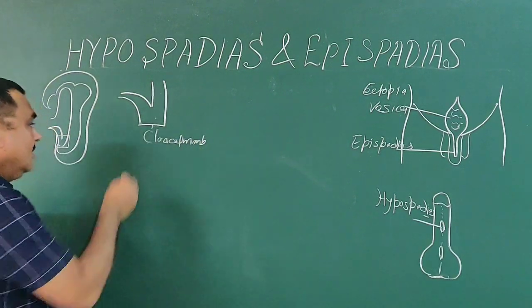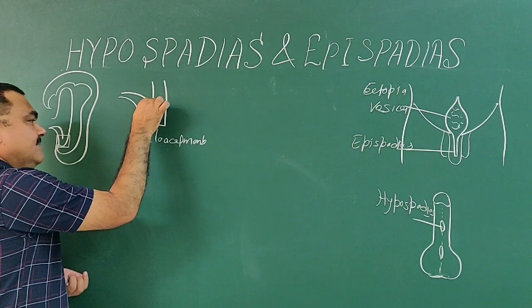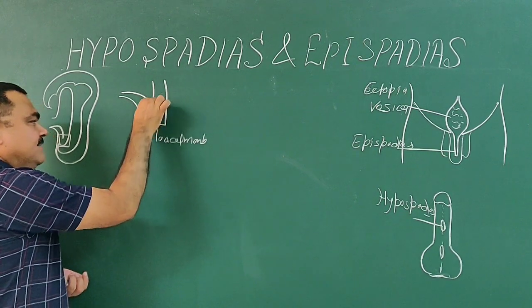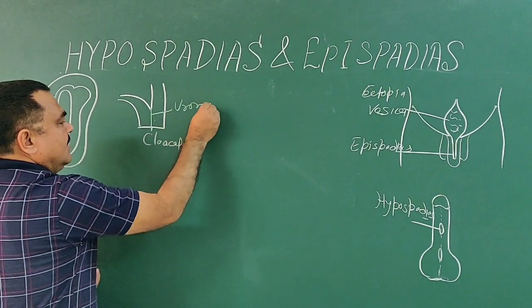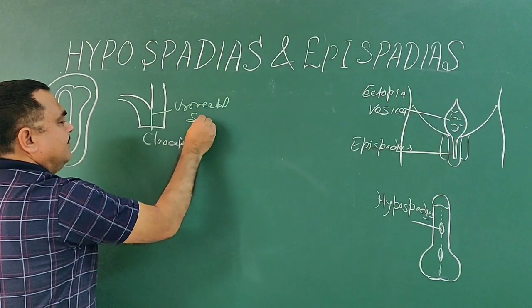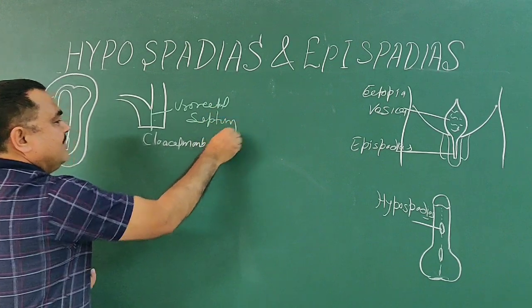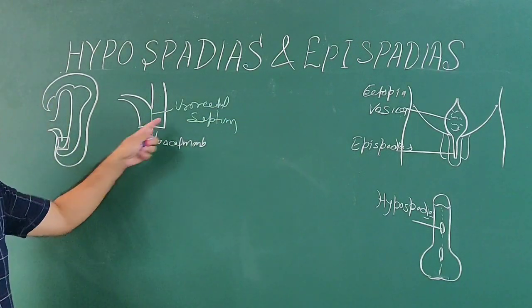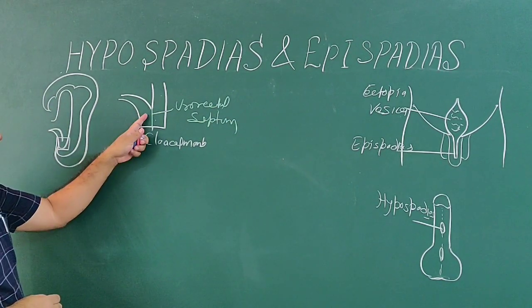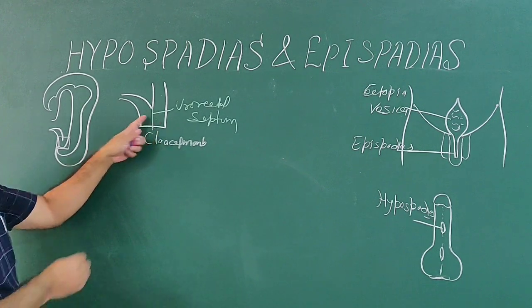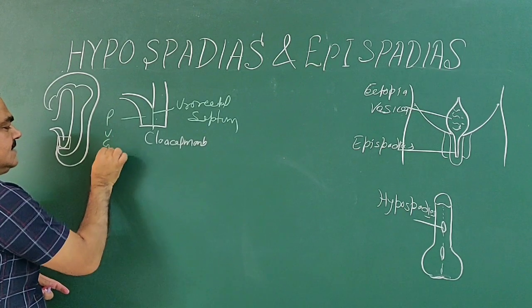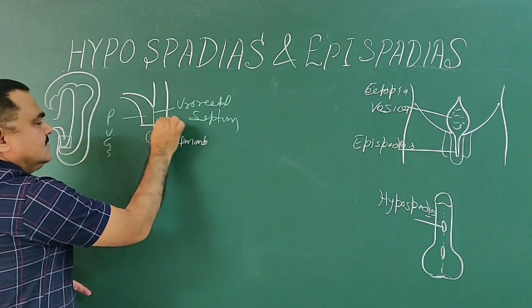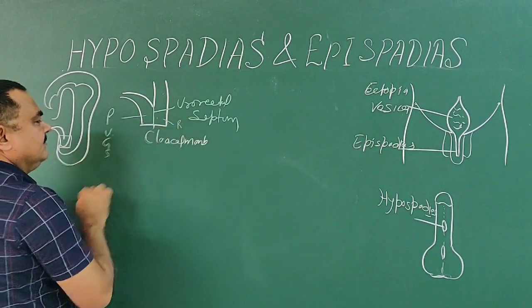And as you know, by formation of the septum, this is the urorectal septum. By formation of this septum, it is divided into two parts: the primitive urogenital sinus, and this is the primitive rectum.